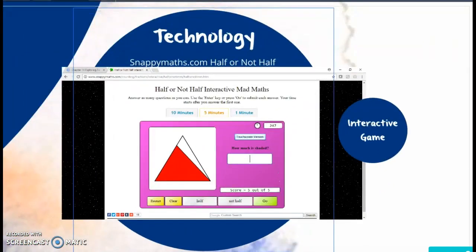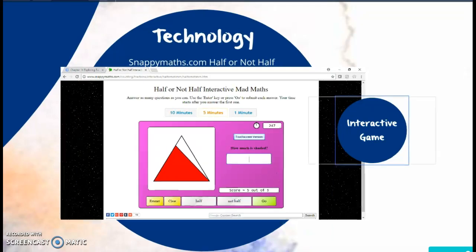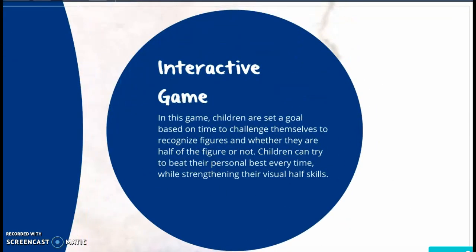SnappyMaths.com has an excellent resource which provides an interactive math activity to help students decide if 1/2 of a shape is shaded or not. In this game, children set a goal based on time to challenge themselves to recognize figures and whether or not they are half of the figure or not. Children can try to beat their personal best time while strengthening their visual half skills.